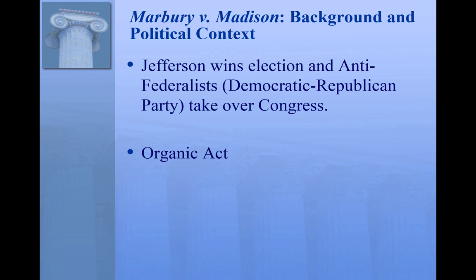Before Jefferson and the new Democratic Republican Congress take office, the lame duck Congress passes something called the Organic Act. Now, an Organic Act is something that organizes a territory. This Organic Act organized the District of Columbia into the capital of the nation, and it provided for officers for the District of Columbia to govern it, and those officers largely were justices of the peace.